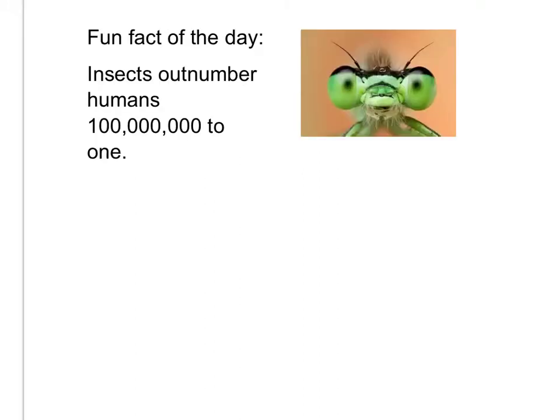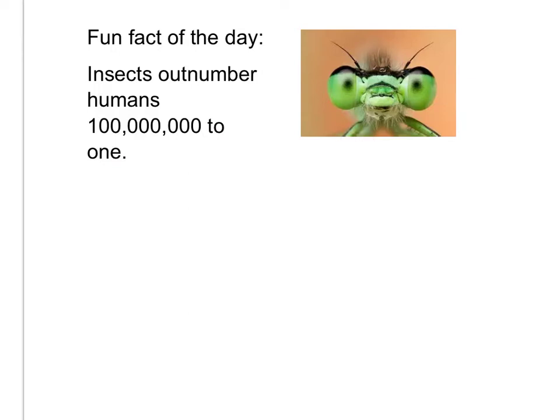Before we begin the actual lesson, I always like to have a fun fact of the day. Your fun fact of the day here is insects outnumber humans 100 million to 1. So for every 100 million insects, there's only one human. I like this creepy little guy right here. So that's your fun fact of the day.